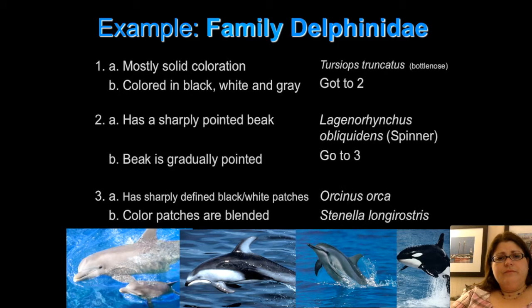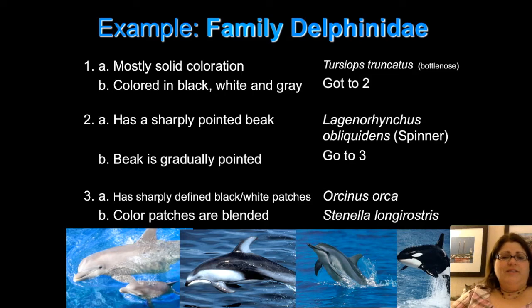When we look to see what they are, we can start with, let's say, this one here, the second one in. To figure out its species name, we first ask ourselves question number 1, and our choices are A or B. So is it mostly solid, or is it colored black, white, and gray? Well, the second choice here is colored black, white, and gray, so we go to step 2. Does it have a sharply pointed beak, or does it have a gradually pointed beak? Well, sometimes it helps to compare what our choices are. So if we look at the other ones, I would say that the third one and the first one have a more sharply pointed beak, whereas this guy here definitely has a curved, gradual beak. So gradual beak is going to be the spinner dolphin.